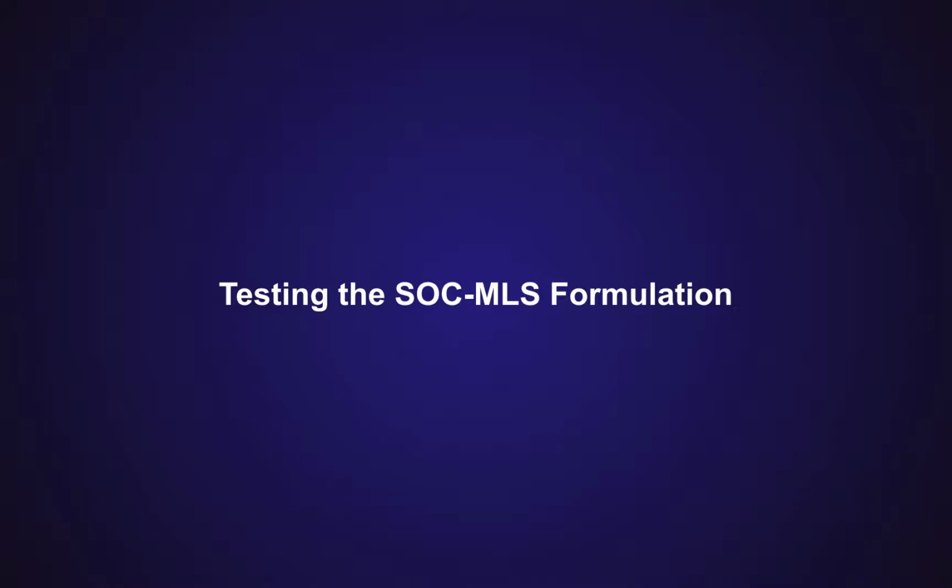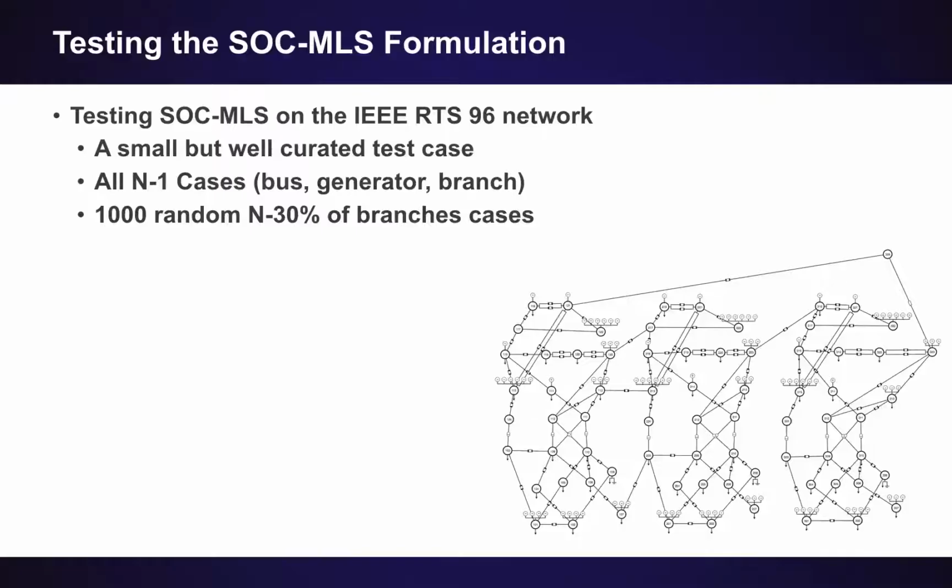So how are we going to test this SOC-MLS formulation? Well, the approach I took was that I took the relaxation and a standard IEEE test case, the RTS-96 network, which is a small but very well curated test case. I checked all of the N-1 cases where you remove one bus, one generator, or one branch, and then I took 1,000 randomly generated cases where I removed 30% of the branches in the network, a very severe contingency case.